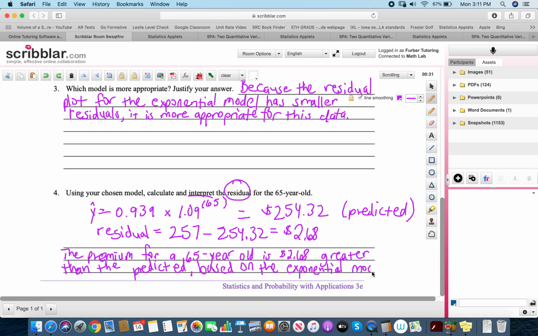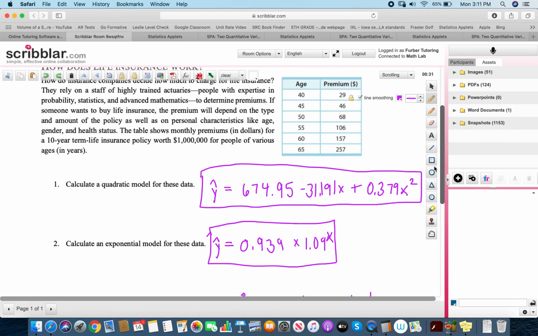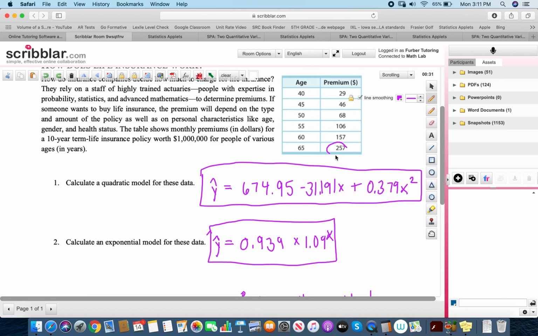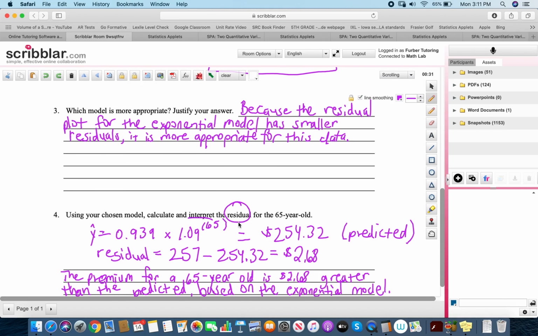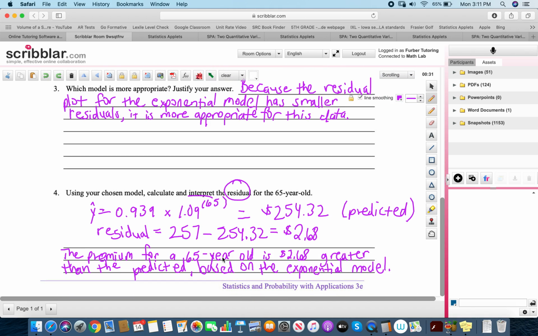Okay, so to sum it up, they're saying that the predicted line, which is this regression line, the predicted value is 254.32, but in reality, a 65-year-old is really being charged 257. So the 65-year-old is actually paying $2.68 greater than the predicted model. And again, the model is based off of an exponential model, not quadratic for this particular example.